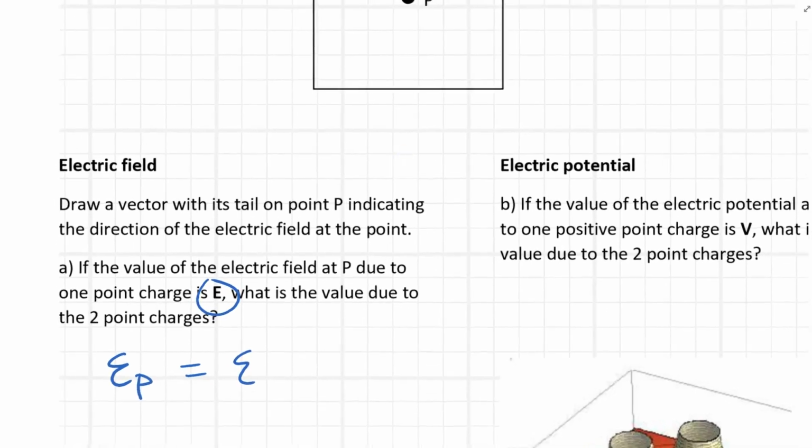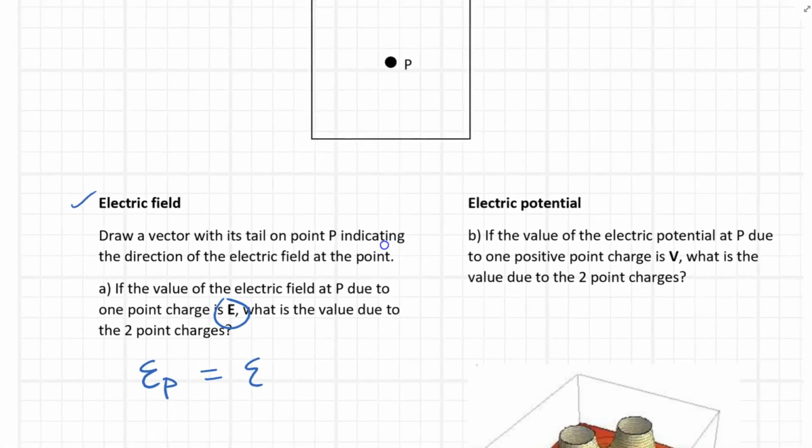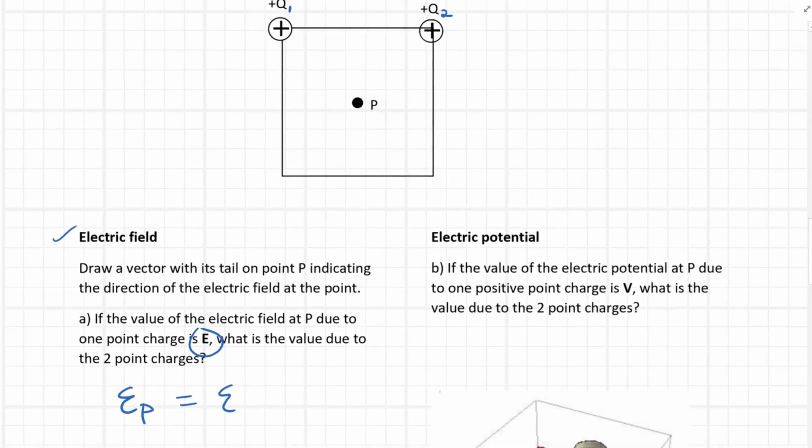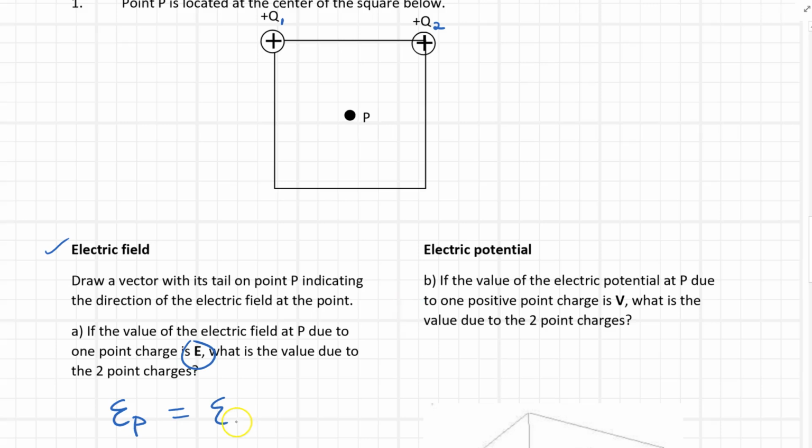So the electric field at point P is going to be equal to the electric field at that point caused by charge 1 plus the electric field at that point caused by charge 2. I'm going to put little arrows on the top here just to remind myself that these have direction. So when I add them, I've got to add them like vectors. I've got to do that tip to tail idea.